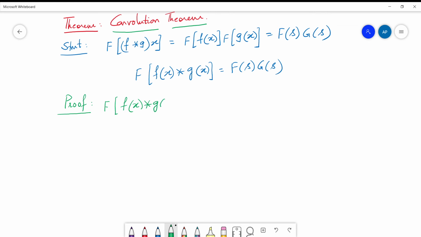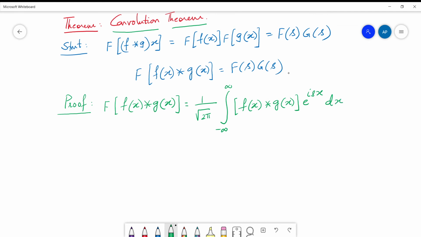It's only by replacing f of x in our definition by f of x star g of x. It is given to be 1 by root 2 pi integral minus to plus infinity. Instead of f of x, we are writing f of x star g of x. Of course, the kernel, I am sure you all agree, is e power isx multiplied, and then you are integrating with respect to x.